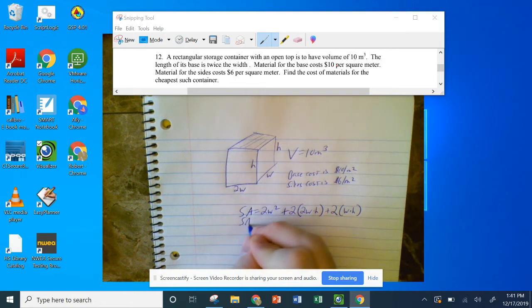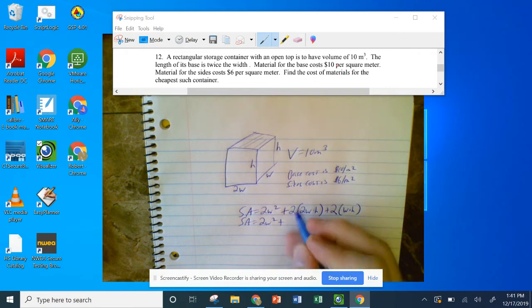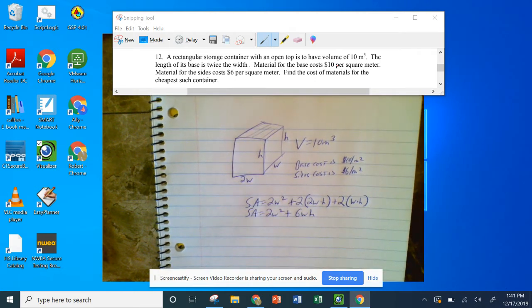Let's clean that up first. The 2w squared plus 4wh's and 2wh's, and there you go. Problem is, that's not what we're trying to minimize. We're trying to minimize the actual cost. So I need a formula for cost.